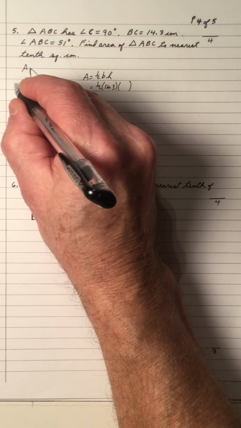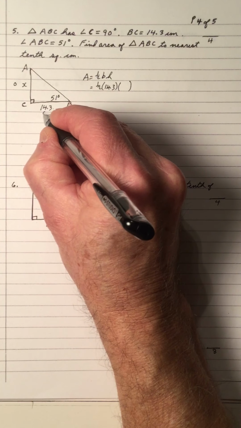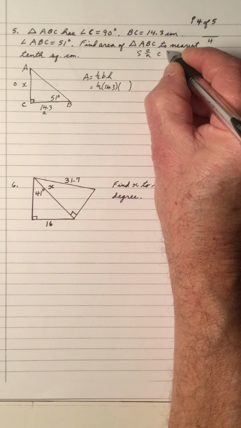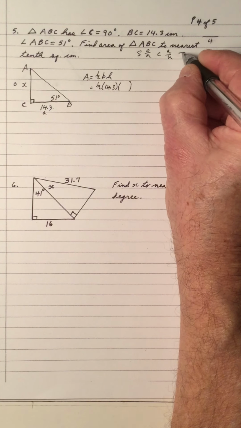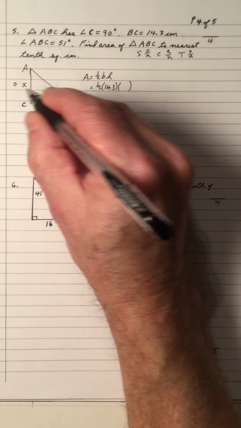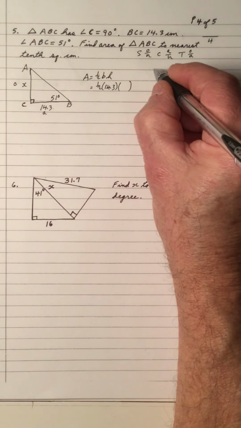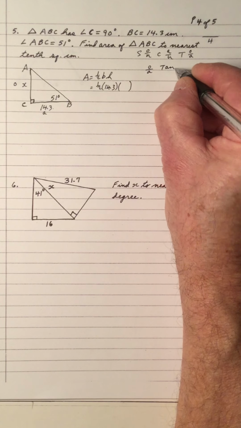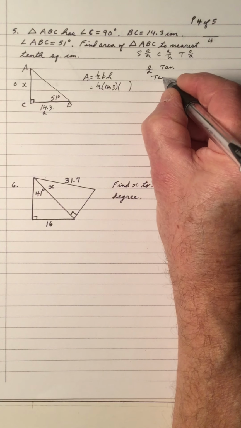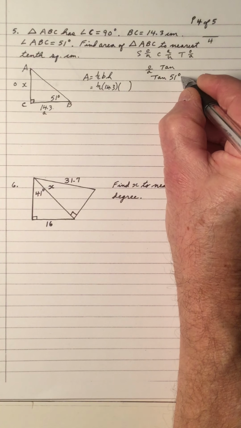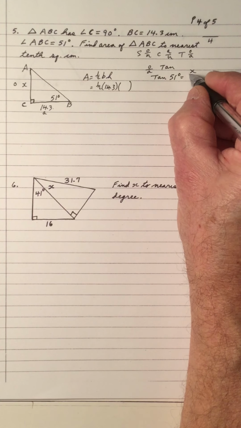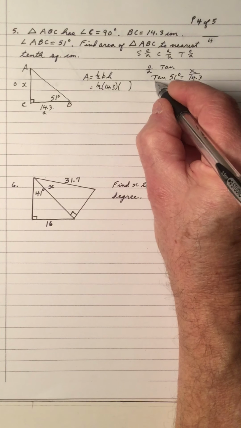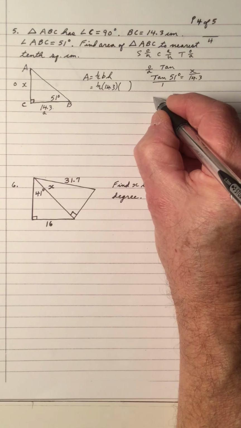So I use my trig. So 51 degree angle, this is opposite. This is adjacent. So sine is opposite over hypotenuse. Cos is adjacent over hypotenuse. Tan is opposite over adjacent. So I have opposite and adjacent, so opposite and adjacent is tan. So the tan of the 51 degree angle is X over 14.3. Let's put it over 1. So 1 times X is X.